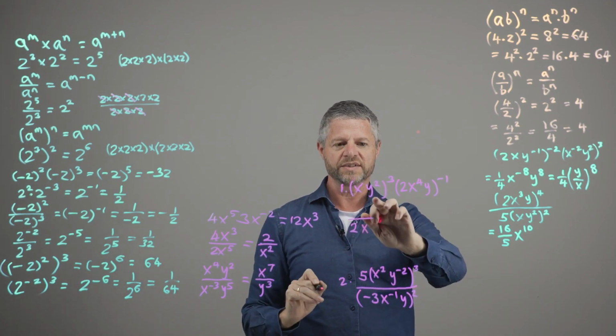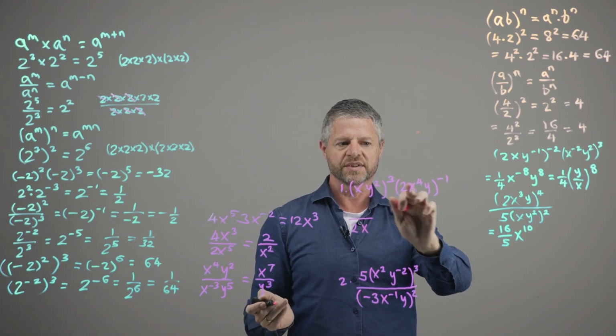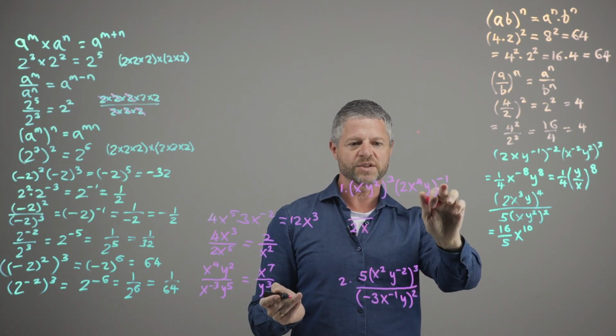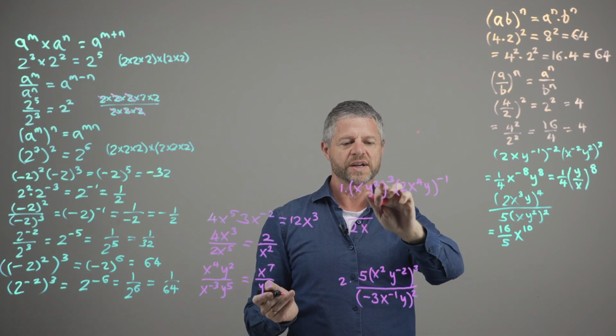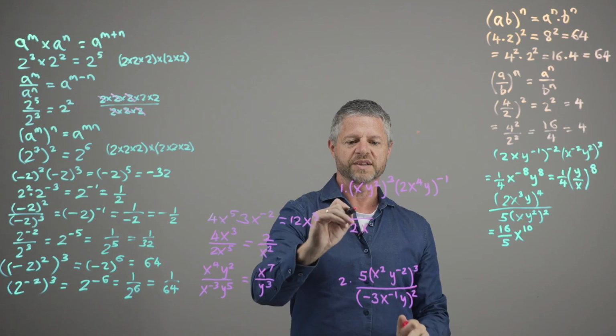And then the y's, we're going to have y squared cubed. So that's y to the 6. And then we've got a y to the minus 1. So we've got y to the 6 times y to the minus 1. So we've got y to the 5.